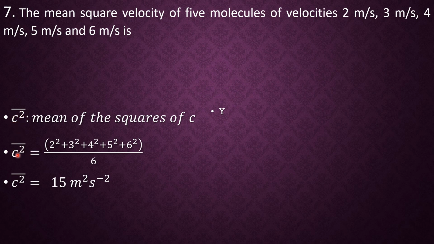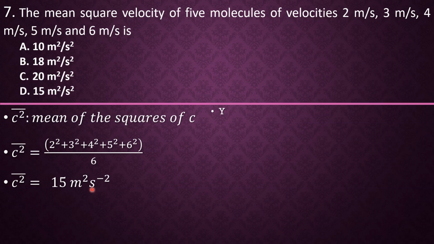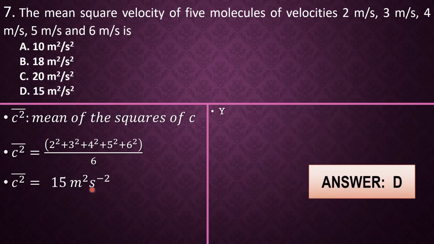So we'll find the mean of the squares of the speed by doing what? By squaring each of the speeds first and then getting their mean. So 2 squared plus 3 squared plus 4 squared plus 5 squared plus 6 squared, divided by the total number of molecules there, which gives us the mean square speed as 15 meters squared per second squared. And so our answer is D.